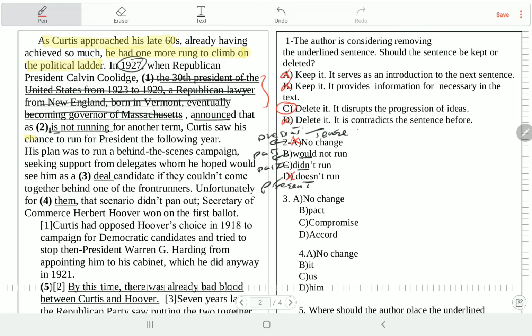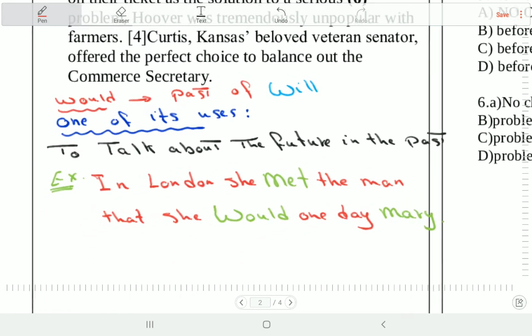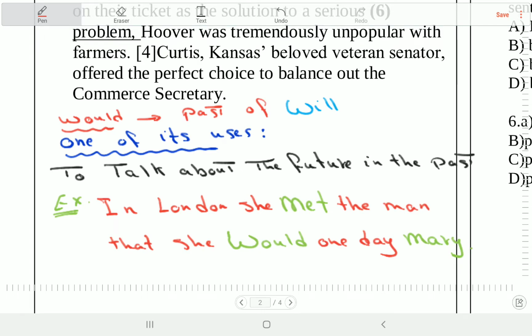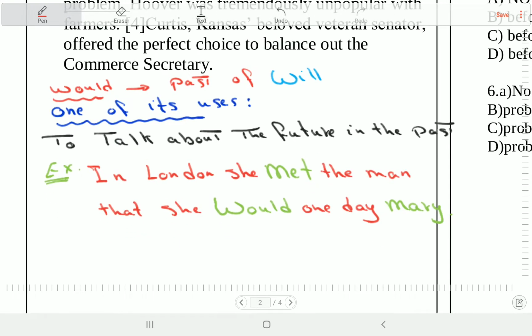How to use would. Let me teach you how to use would. Number 1, would is the past of will. Sorry, it has many uses. I'm going to explain only one of its uses: to talk about the future in the past. Focus with me. Again, to talk about the future in the past. It means you are in the past, but in the past you want to talk about your future. Look at this example. In London, she met the man that she would one day marry.